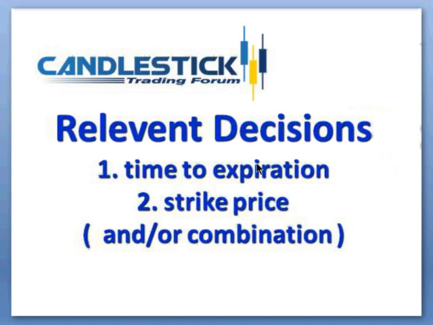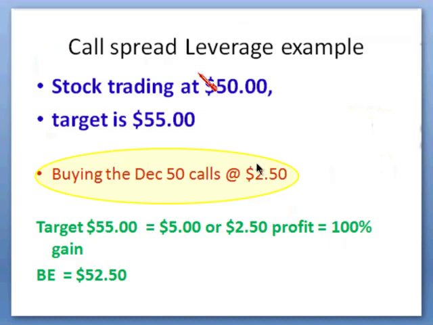All right, let me go back to this initial one. We have a stock at 50. And let's say at the time we were looking at the calls and they were trading for $2.50. Well, if the stock goes to our $55 target, that means the calls that we bought for $2.50 are now $5. So we've made $2.50 profit on our $2.50 investment, or we've made 100% profit. We don't know if that's a good risk reward.